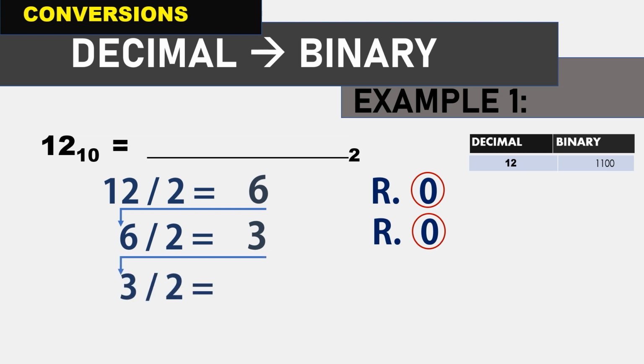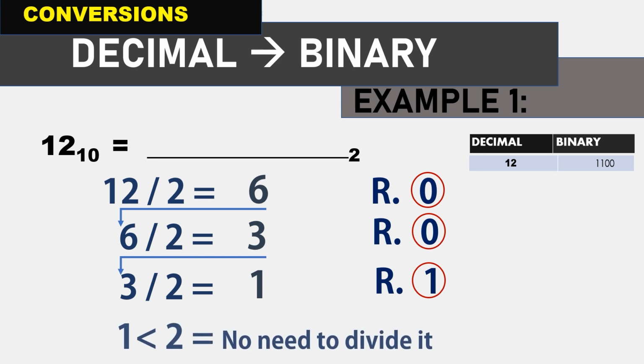Then next is we have the 3. So 3 divided by 2, if we proceed to long division, you will have 1. But this time you will have a remainder of 1. The next is we have 1, and 1 is less than 2. So no need to divide that, since we will go back to the same step. Okay, so we have here as the last operation, which is R1. So I encircle that also, since this is important to our conversion.